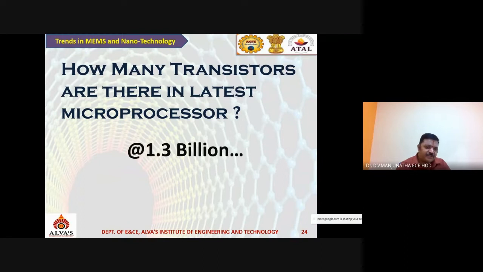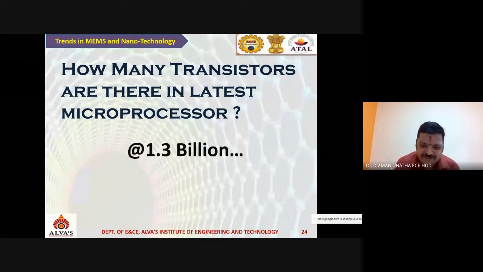How many transistors are there in the latest microprocessor? This is a small question, but anyway, I have answered it: 1.3 billion transistors. See, if you put a small dot, 10 transistors can be formed in today's technology, if we speak in terms of electronics, right? All that is possible due to MEMS and nanotechnology, right?